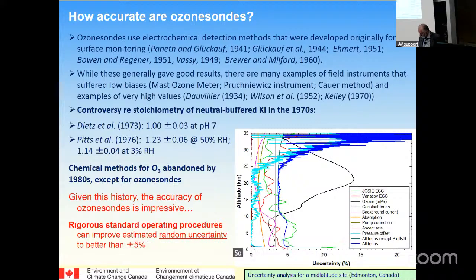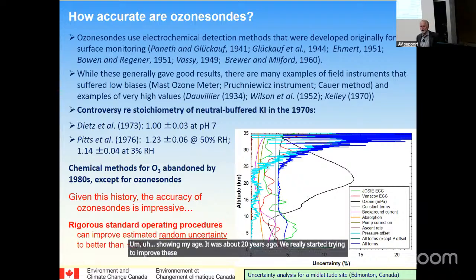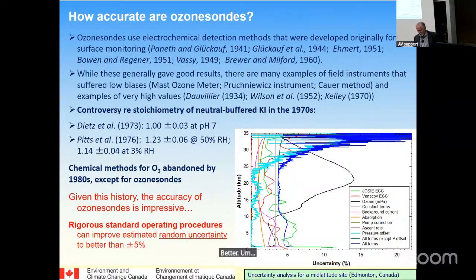And so a few years ago, I guess a few decades ago really, showing my age, it was about 20 years ago, we really started trying to improve these measurements to understand them better. And I think we've improved them by about a factor of 2. Ozone sondes used to measure in the 10 to 20% uncertainty range. We've got that down to around 5%. And this is from a paper, a fairly recent error analysis or uncertainty analysis for our station at Edmonton this year.